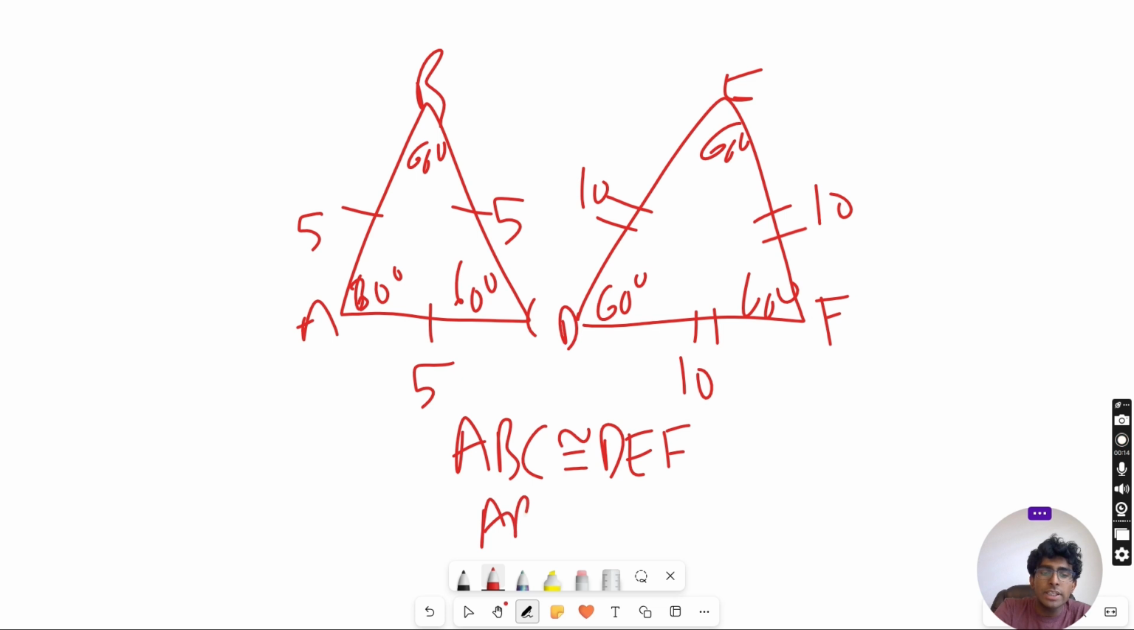You'd write similarity like this. So that's kind of the difference between them. The equal sign is congruent. This is your similarity sign. So that's the idea behind it.